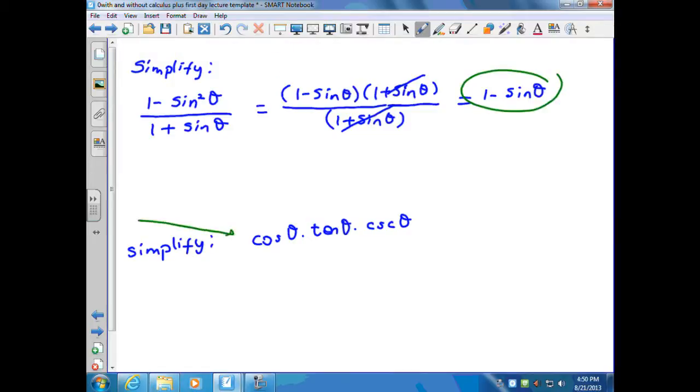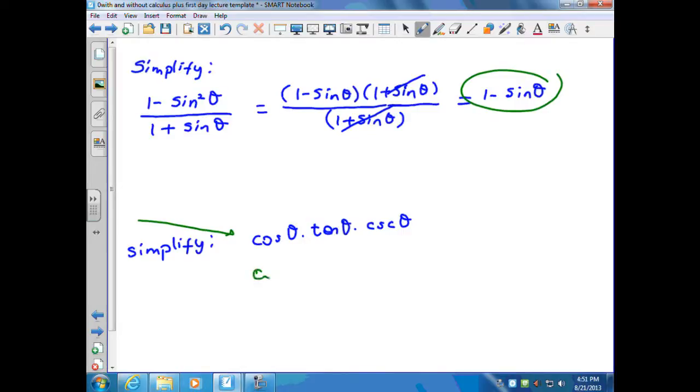And what about the next one? Simplify cosine theta times tangent theta times cosecant theta. Again, it helps to try a variety of things. It helps to know the trig identities, to be honest with you, because then you can try different things. In this case, you have a cosine, a tangent, a cosecant. So it might be a good idea to write everything in terms of sines and cosines.